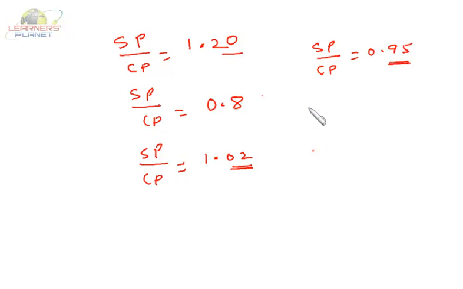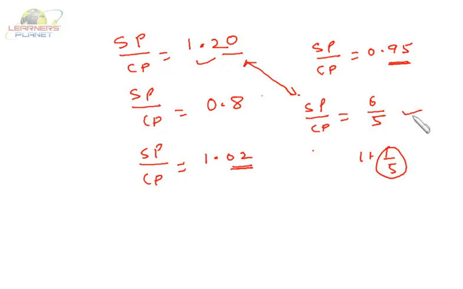If SP by CP is maybe 6 by 5, then it is 1 plus 1 by 5. That means 1 by 5 is the profit part, or we can say 20% profit. So this and this, both of them are the same. Sometimes we are given the ratio like this and sometimes in this manner. So you should be clear about both the parts. I will just put one example before you.